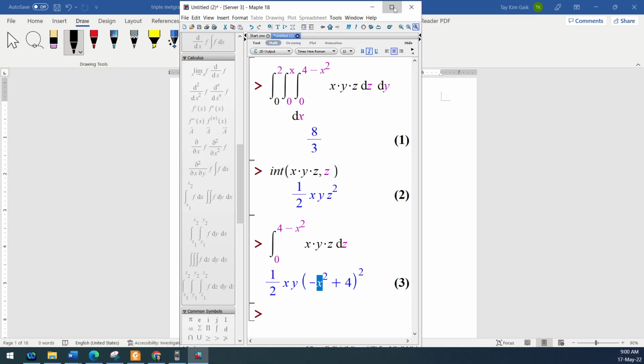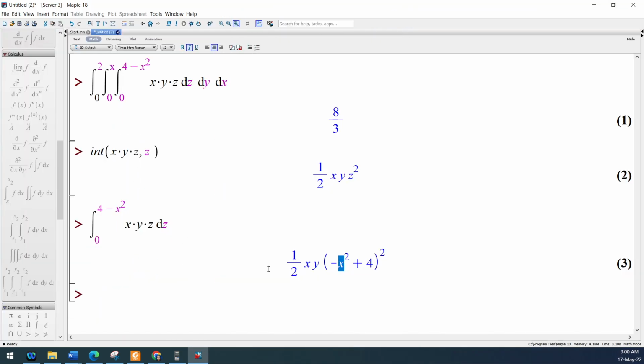And then later on you can do it like this. This is a trick that I show you. If you don't know how to integrate and you still want to show step by step, first of all, your int is integrate xyz with respect to z. This is the answer. And then you use Maple, plug in the limit. So this is the answer. So you can double check.